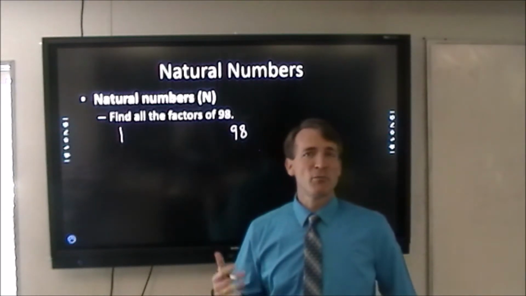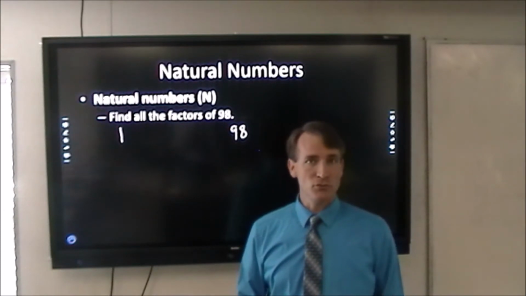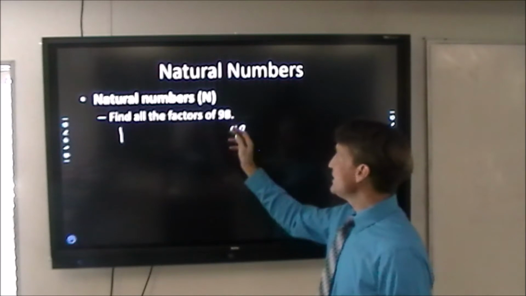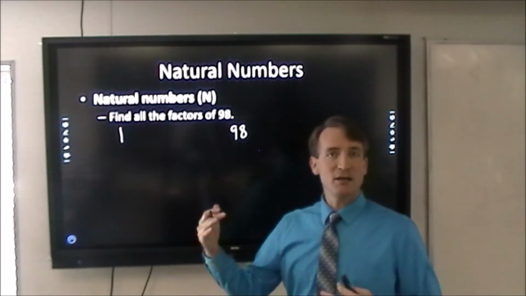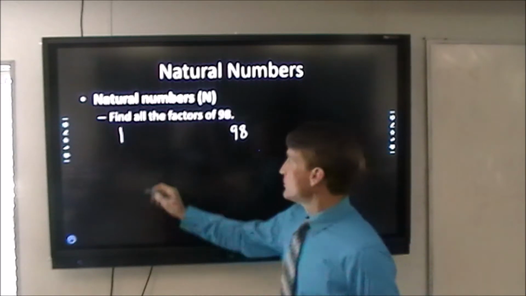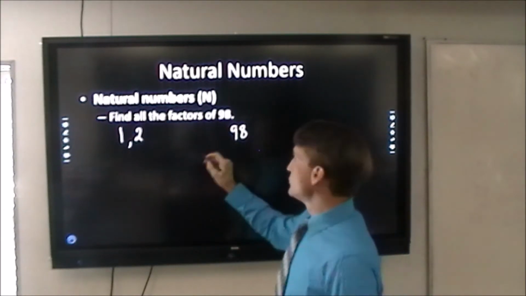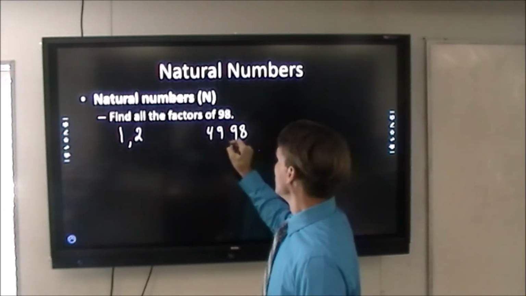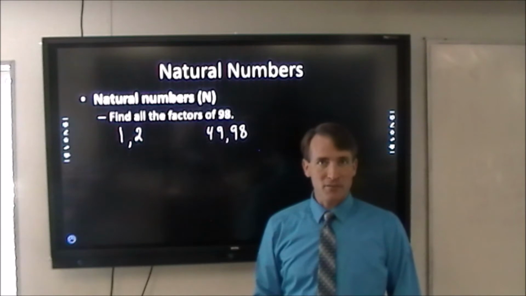I then go to the number 2. Can I divide 98 by 2? Well, since 98 is an even number, 2 can divide 98 evenly. So if I divide 98 by 2, I get 49. So 49 is also a factor of 98.